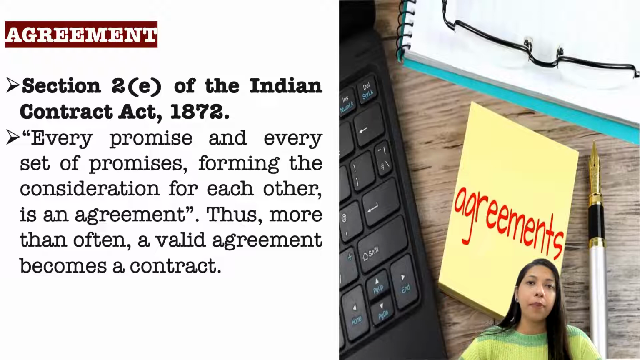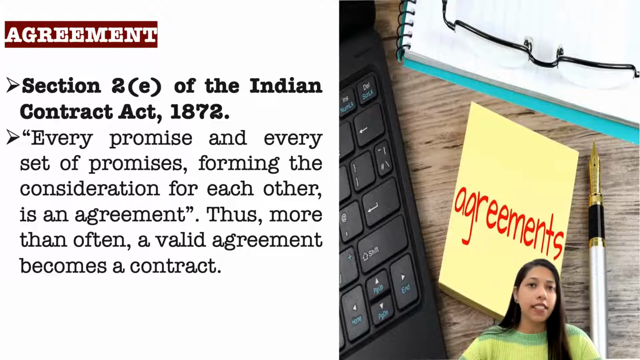Next, I'm going to tell you about agreement. We studied what is a contract, which section speaks about contract, what is the definition of contract, and what are the elements of a contract. Now, I'm going to teach you about agreement. What do you mean by agreement? Section 2, subclause E of the Indian Contract Act speaks about agreement. You can look at the screen. Section 2E says that every promise or every set of promises forming the consideration for each other is an agreement. So there should be a promise or a set of promises and there should be consideration for each other, and then it is an agreement.